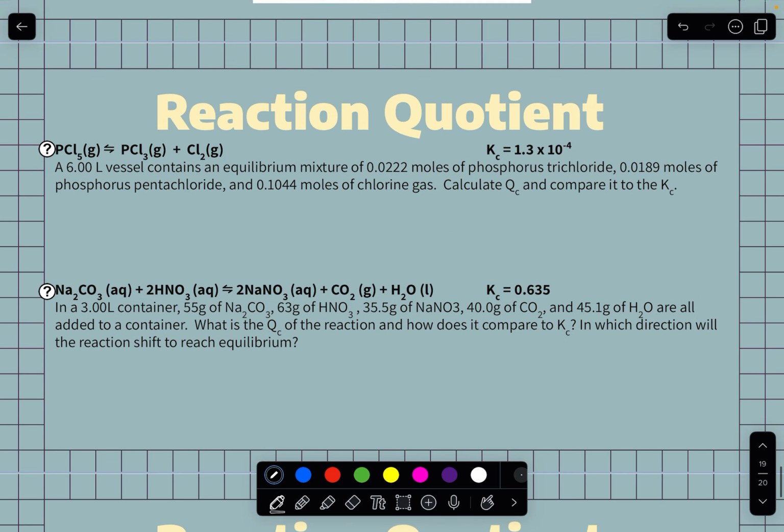All right, so let's do a couple examples with this. For the first one, we have a 6-liter vessel that has a mixture of 0.0222 moles of phosphorus trichloride, 0.0189 moles of phosphorus pentachloride, and 0.1044 moles of chlorine gas. Okay, we're doing two things here. We're calculating Qc, and we're comparing it to Kc, which is given there.